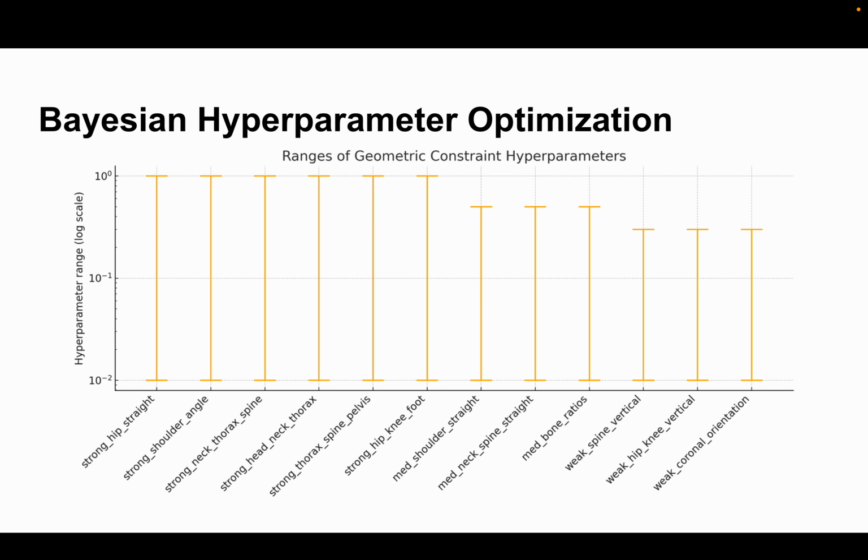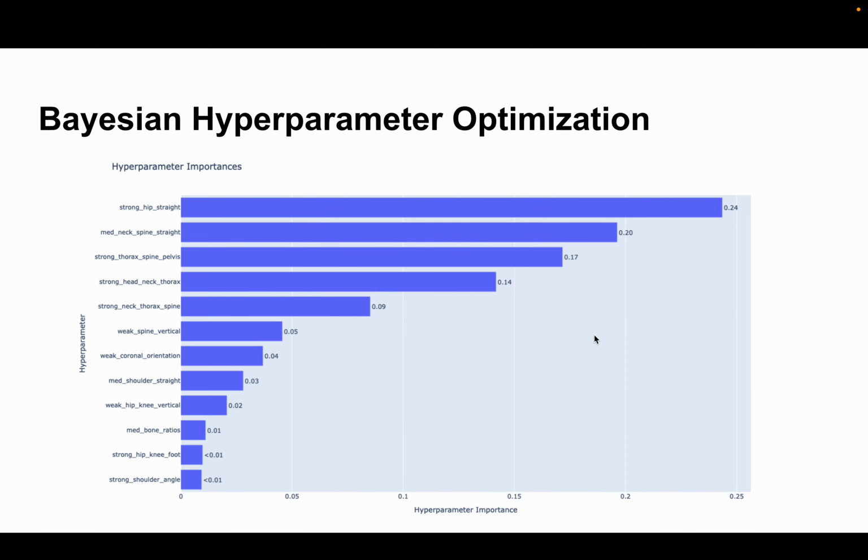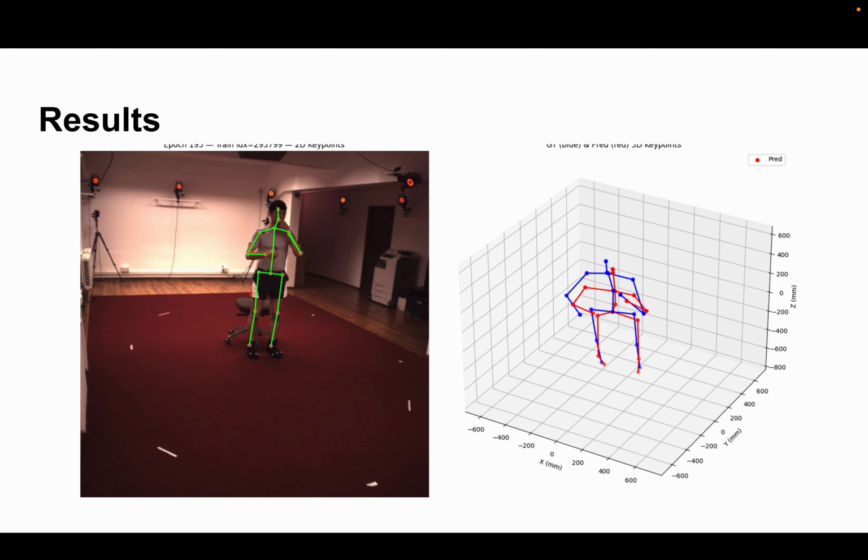The 12 hyperparameters are demonstrated on the graph, and we are using Bayesian optimization to search over each of their ranges, from hip straightness, shoulder angle, neck thoracic spine, etc. After the search, we have discovered that the hip straightness, which states that the left hip, the pelvis, and the right hip tend to stay on the same straight line, ranks first. We also have the neck spine straightness, which states that the neck, spine, and the head tend to be on a straight line.